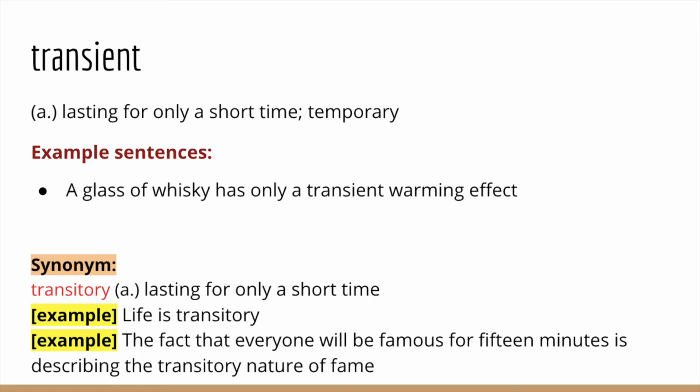The second example sentence here is, the fact that everyone will be famous for 15 minutes is describing the transitory nature of fame. The transitory nature of fame here means the nature of fame is short. It is going to last for only a short time. How short is it? It's 15 minutes. So be famous for 15 minutes means be famous for a very short time. It means everyone will be famous, but it is going to be transitory. It is going to be short.